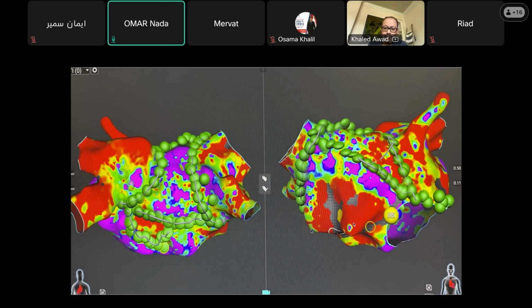Okay, so this is the case I was just talking about. And look at this, there's so much voltage abnormality at baseline. This is a de novo, never touched atrium. This patient had a typical flutter ablation before.